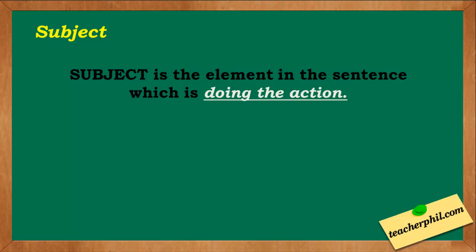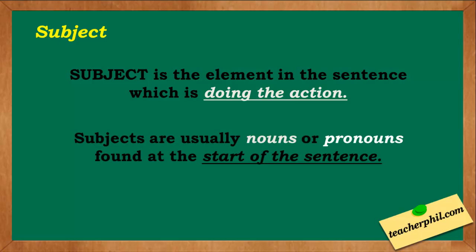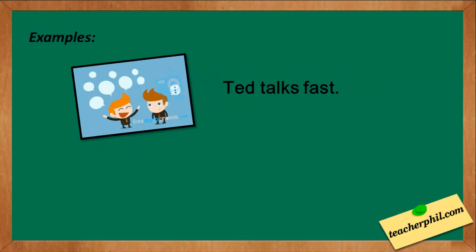Let's start with the subject. Subject is the element in the sentence which is doing the action. They are usually nouns or pronouns found at the start of the sentence. Examples: Ted talks fast. What is the verb in this sentence? Talks. How about the subject? Ted. Ted is the doer of the action, talks.